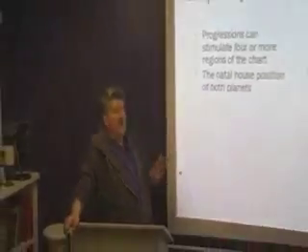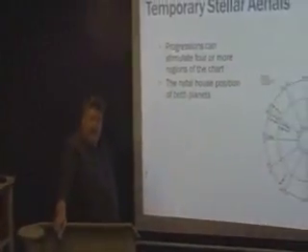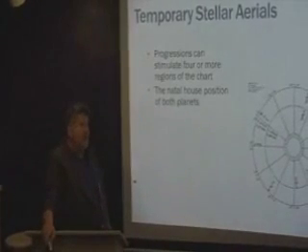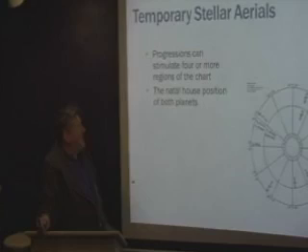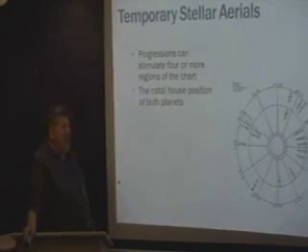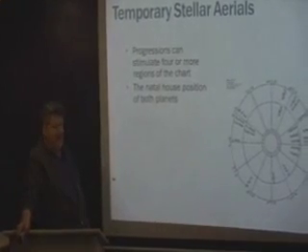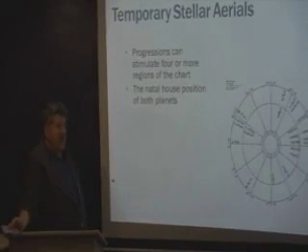So what we look at is, we say that every progression stimulates, this is the mantra, 4 or more areas in the chart. Of those 4 areas, we have the natal house positions of both planets, where they were at birth.